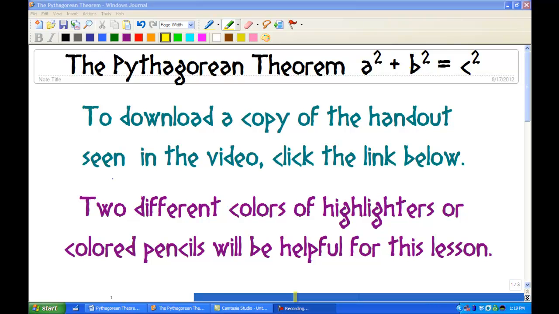This lesson is about the Pythagorean Theorem, a squared plus b squared equals c squared. You'll want to get a copy of the handout by clicking on the link below in the video description. You'll also want to get 2 different colors of highlighters or colored pencils to make it more helpful and to deepen your understanding.